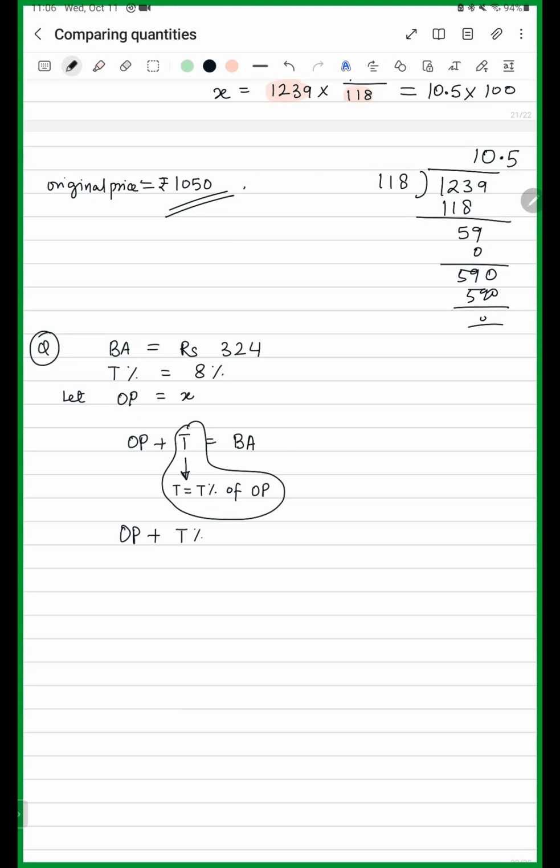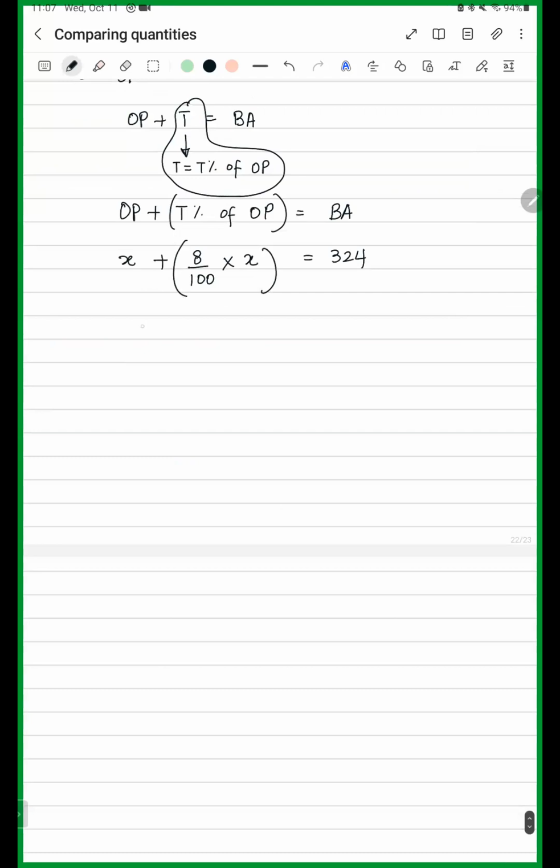T% of OP is equal to the bill amount. So OP is x, plus 8 by 100 multiplied by x gives 324. And then 8x divided by 100. So this becomes x plus 8x by 100 is equal to 324. To find the LCM, the LCM is 100x plus 8x, which will be 108x divided by 100.